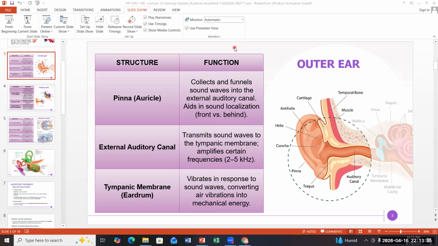Sometime the examiner might ask you which part of the ear is responsible for generating the electrical impulse. Neither the pinna nor the auditory canal, nor even the tympanic membrane, has any role in the conversion of the sound wave into electrical impulse. They are just converting sound waves into mechanical energy. I'm talking about the tympanic membrane.